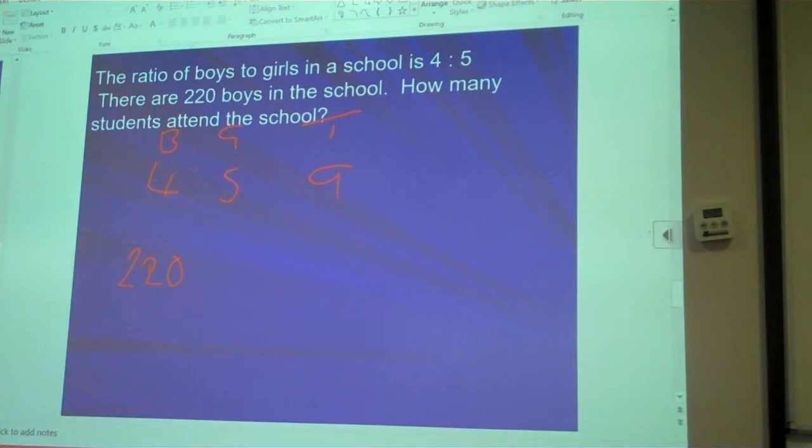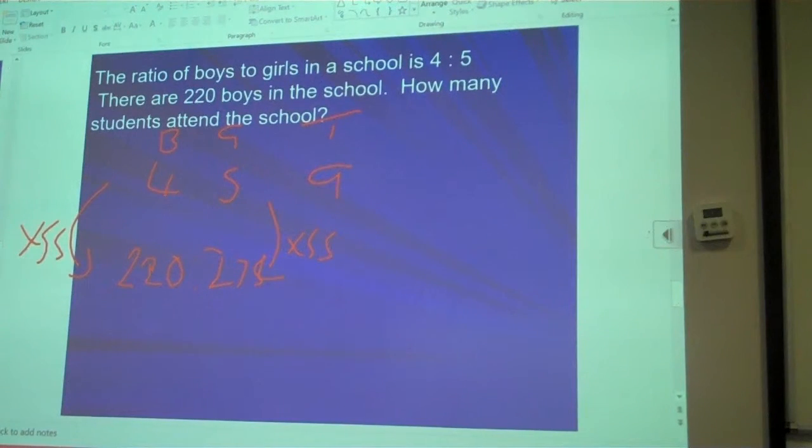Divide 220 by 4, to see what you've multiplied by. So what would that be? What's an easy way to divide by 4? Half it and half it again. 55, so you've multiplied by 55. And then you times the 5 by 55, which gives you 275.